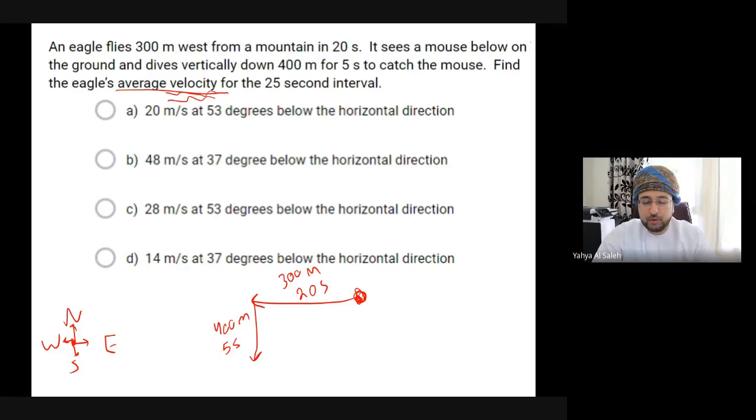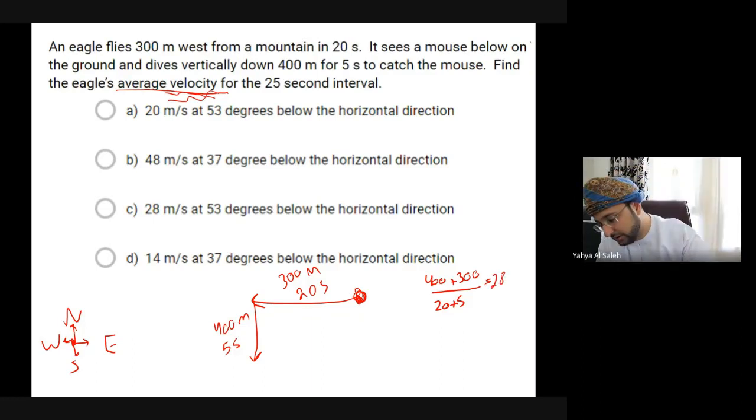So how do we do this problem? Do we do 300 divided by 20 plus 400 divided by 5? Or do we do 400 plus 300, that is 700 meters? So here's one option. I'll write it down and you can tell me if it's right or wrong. We want to find the average velocity. I do the total distance divided by the total time, and I get 700 divided by 25, which is 28 meters per second. Is this right?